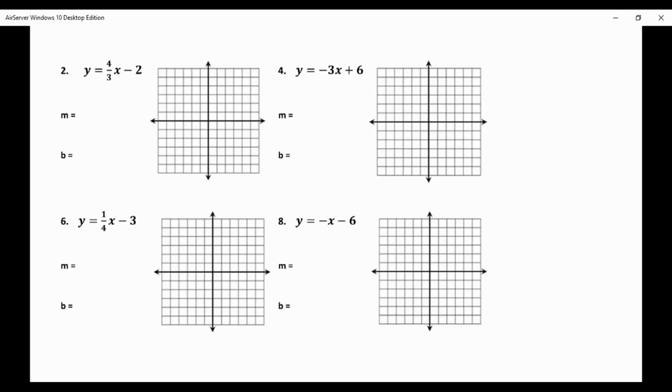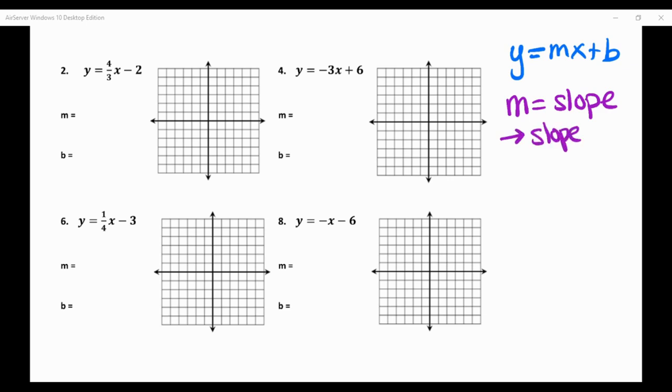This is the Jamboard practice assignment for 3-5 Part 2 on graphing linear equations in slope-intercept form. So just a reminder, slope-intercept form is y equals mx plus b. The m value, which is the number in front of x, represents the slope. And remember, the slope is rise over run, vertical change over the horizontal change. The b value indicates the y-intercept. So this will be the point 0, b.